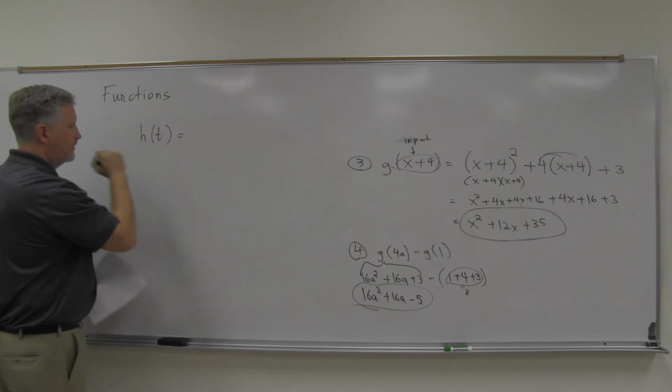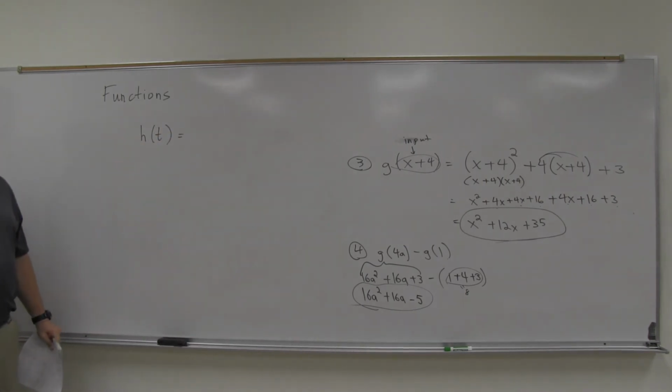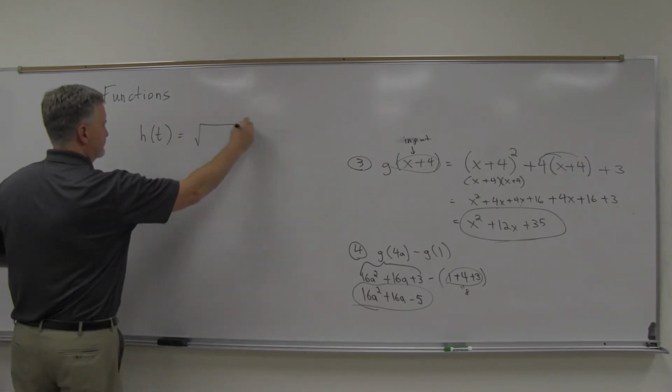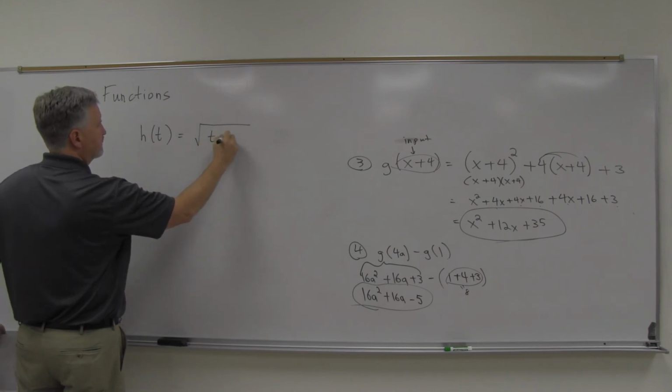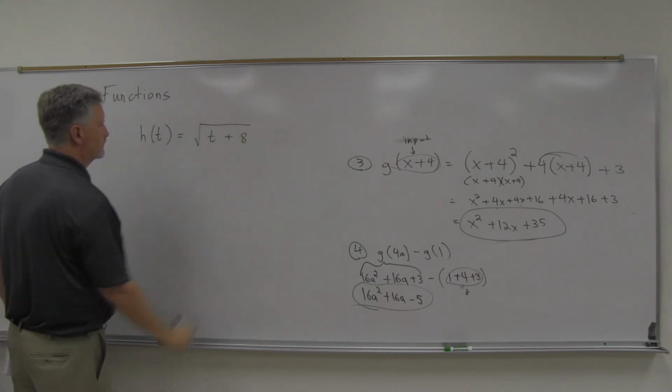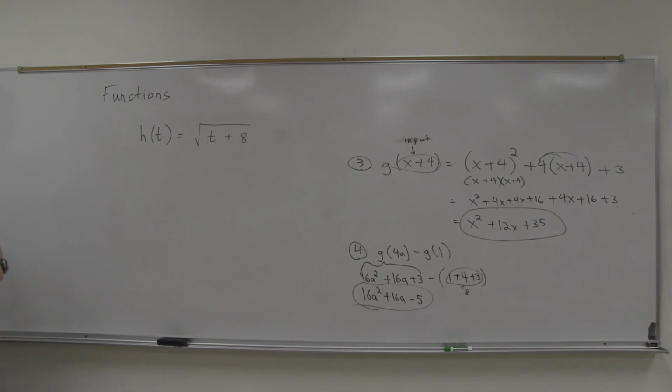Yeah, and you don't even have to use x necessarily. Let's say we've got h of t, so our function is h, and then our input is t. That's okay. You can do that. So h of t equals the square root of t plus 8. It's a function. We know it is a function, and in this case we would say h is a function of t.